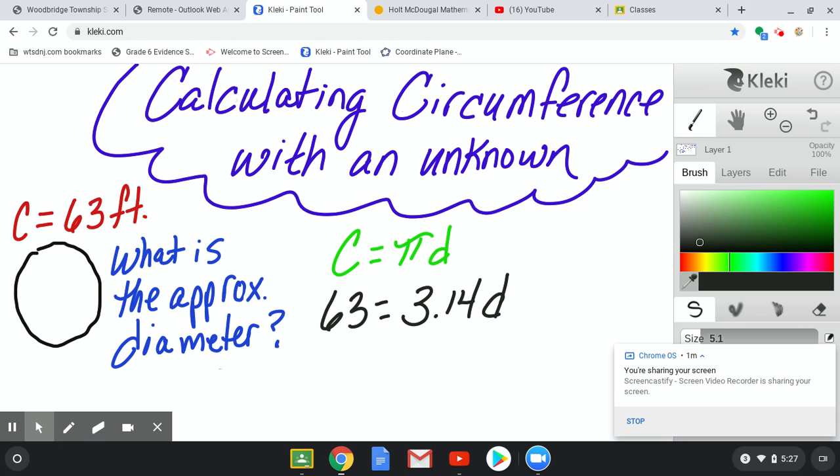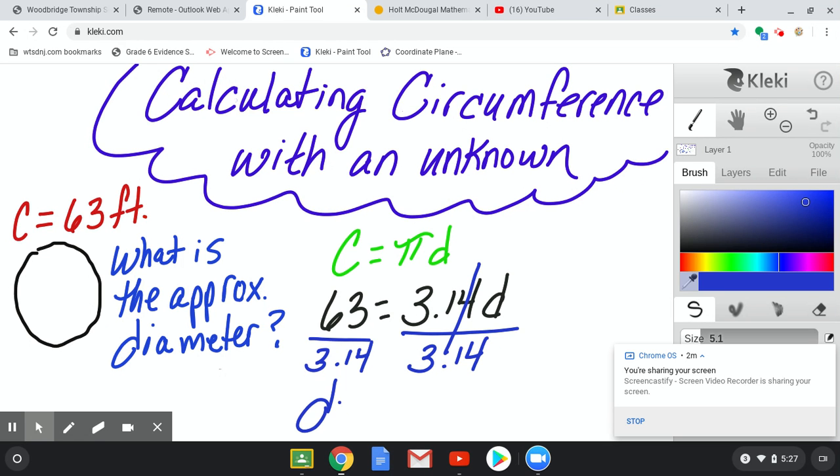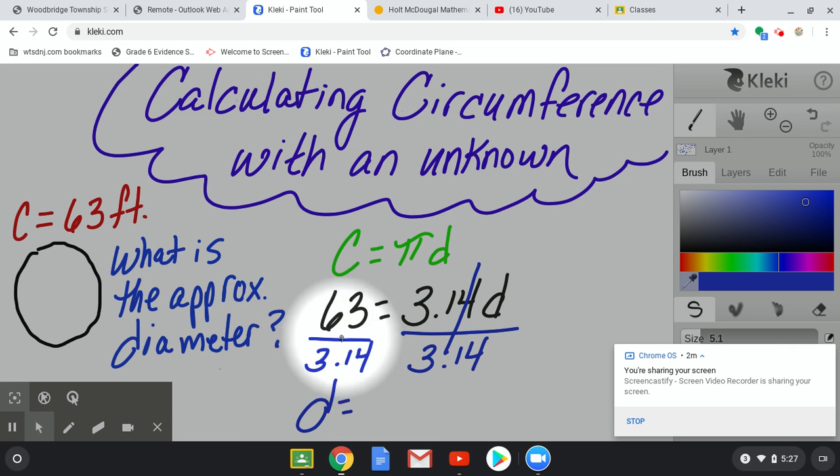So now in class, how would we solve for our unknown? We would solve for our variable by getting it by itself. In this case, we need to get our d by itself. So we're going to divide both sides by 3.14. The 3.14's cancel on the right side. I'll be left with my d. And then this is the part that you can use your calculator for. You're going to do 63 divided by 3.14.